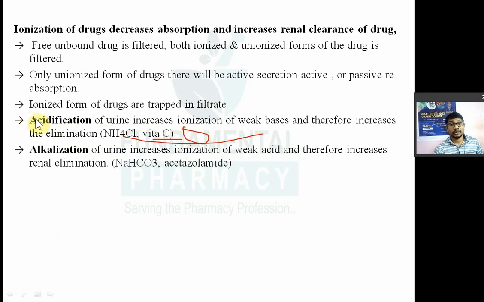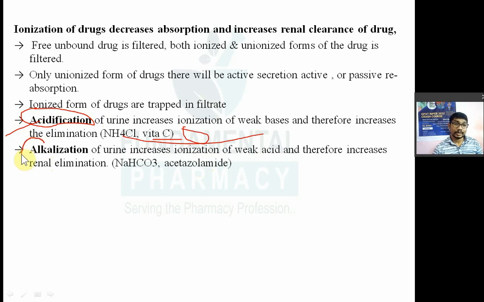Alkalization means you have to increase the pH of urine. When you have to increase the pH of urine, it is exactly opposite to the above. So if you have toxicity due to a weakly acidic drug, alkalization of urine increases the ionization of the weak acid. The ionization of the weakly acidic drug will increase, therefore increasing the renal elimination of the weakly acidic drug.